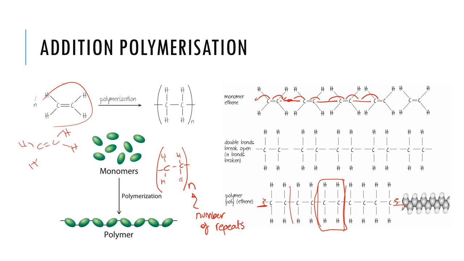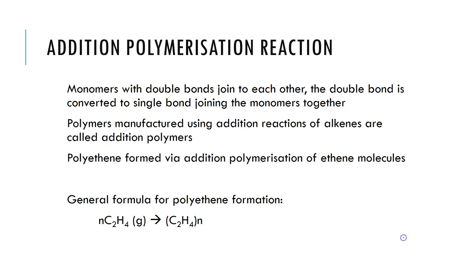Polymers are very long, and this is how we show them when we're being a bit lazy and need to show them in easier ways. So what happens is when our monomers with the double bonds join to each other, the double bond is converted into a single bond. The monomers join together, and then we end up with a giant molecule. This is how we make polyethene, where we take ethene molecules in the presence of a catalyst, and then it will form this (C2H4)n, and this is our repeating unit of our polymer.